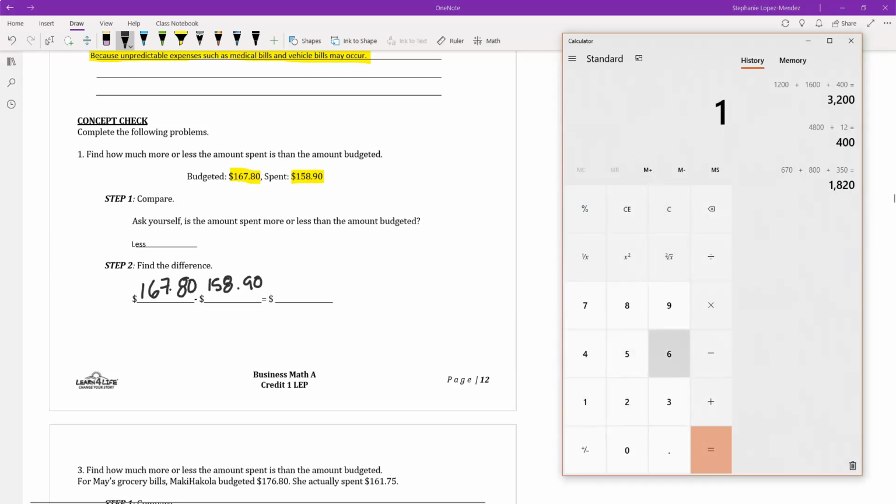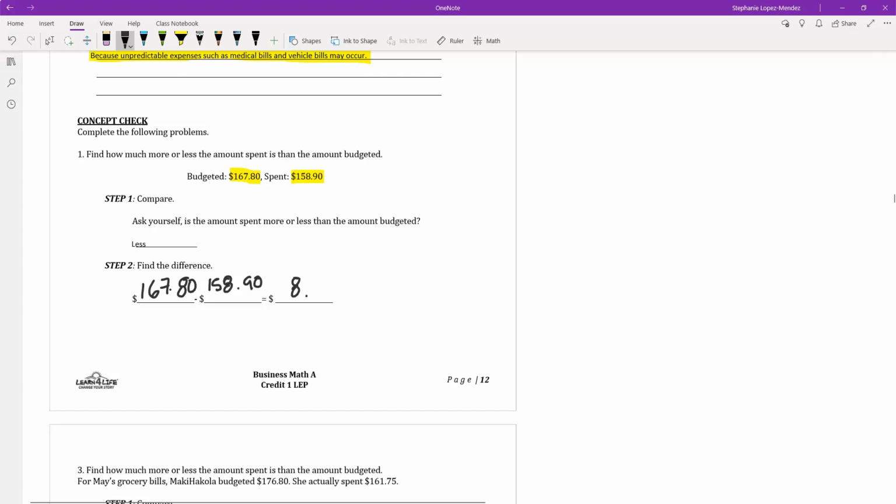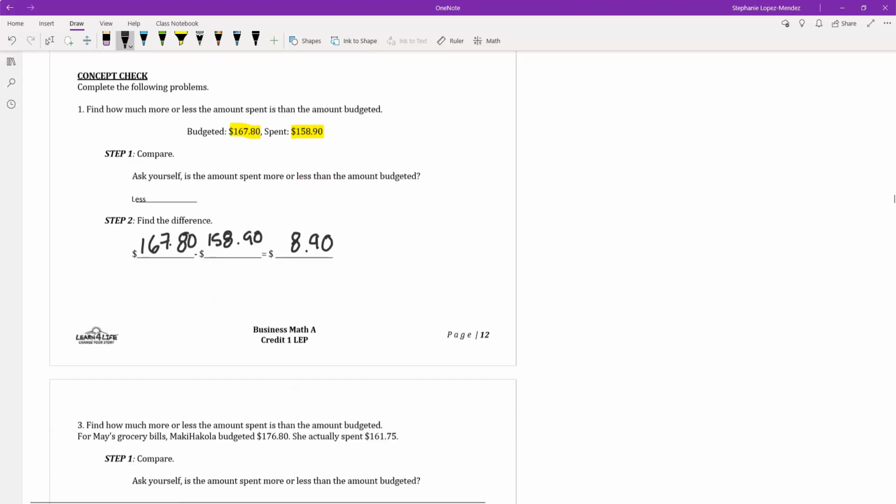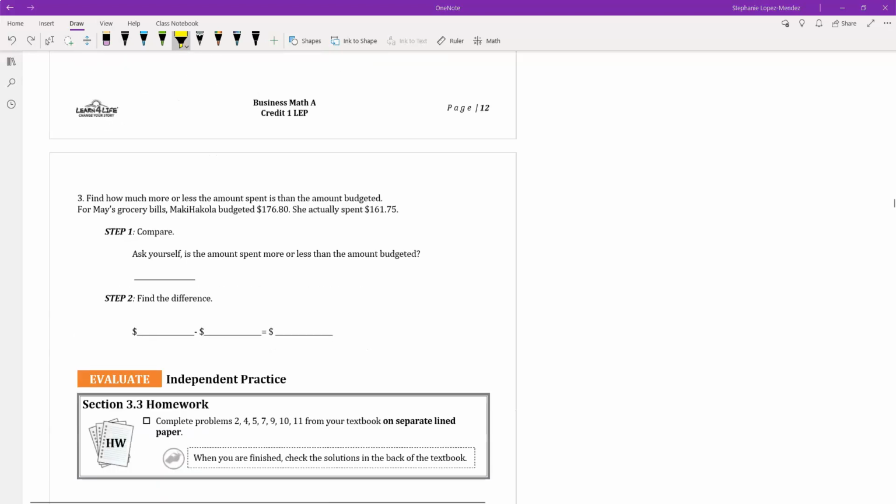So now we have 167.80 minus 158.90. This is a difference of $8.90. Okay, so it's simply a subtraction between my budgeted amount and my spent amount. Okay, so now we move to the next problem.